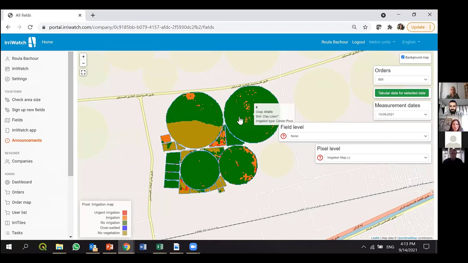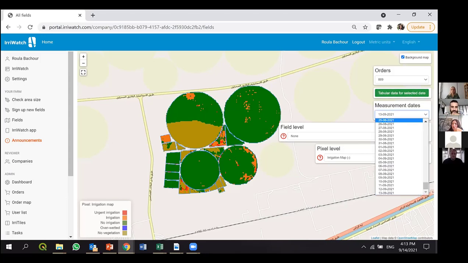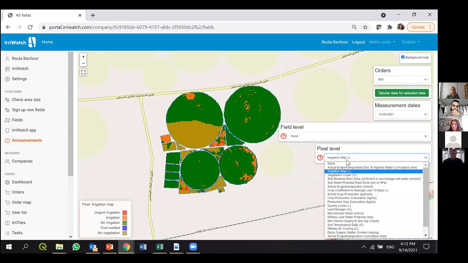And then when I hover over the fields, you can see the name of the crop, the soil type, and then what is the irrigation system. Here is drip, here is pivot, and so on. And then we have several things. So you can always have history, the data, where you can see which day you want to see. Then we have things at the field level and pixel level. I'm just going to show you an example so you know what I mean.